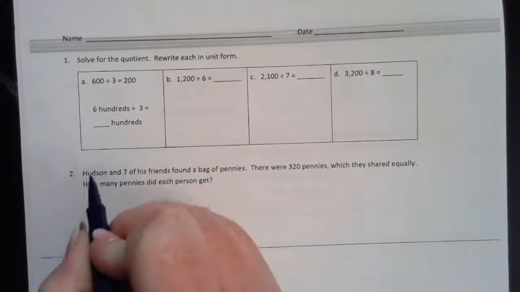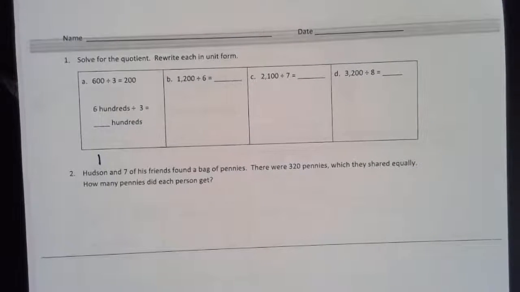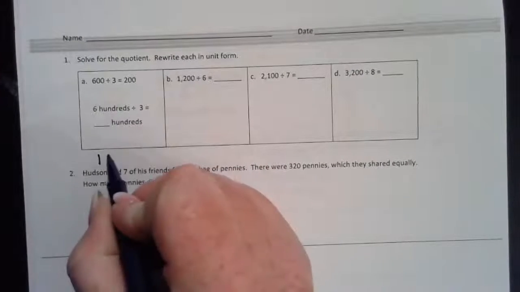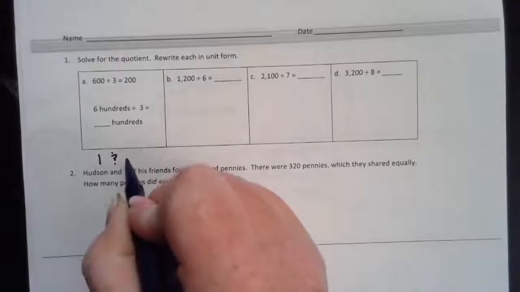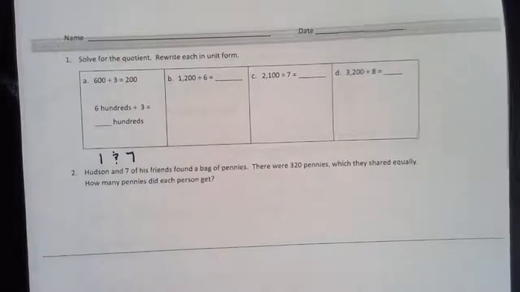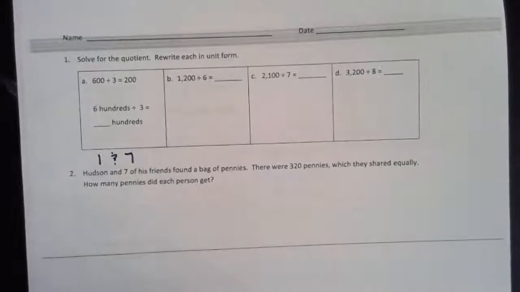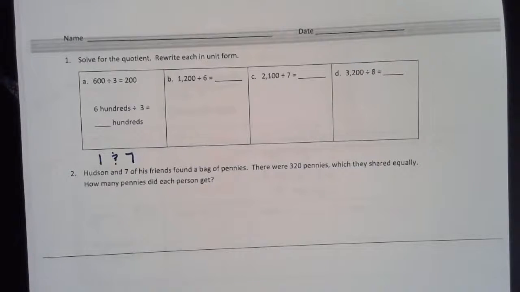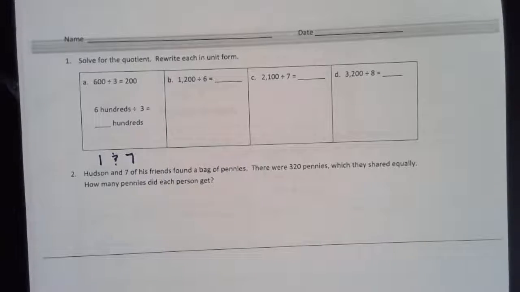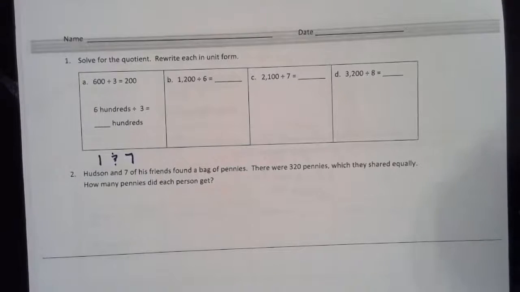So Hudson, I'm going to give you a hint. Hudson is 1 person. Alright, and 7 friends. So 1 and 7, or 1 plus 7, hint hint, wink wink. Hudson and his 7 friends.